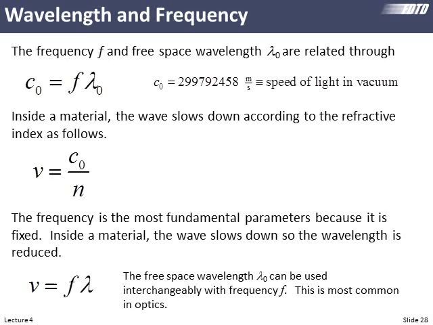So in pretty much everything I do, I never use lambda. I use lambda not. But in general, if a wave slows down, the velocity of that wave is its frequency, which never changes, times the wavelength inside whatever the material is. And so the velocity is the speed of light divided by refractive index. But I think it's very dangerous to use lambda. So I would always use lambda naught. And it turns out lambda and lambda naught are related through refractive index. We'll take lambda naught, divide by refractive index, and that gives us the wavelength inside the material.